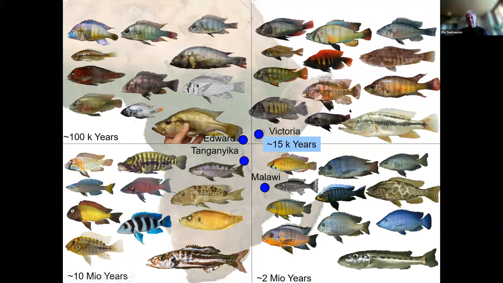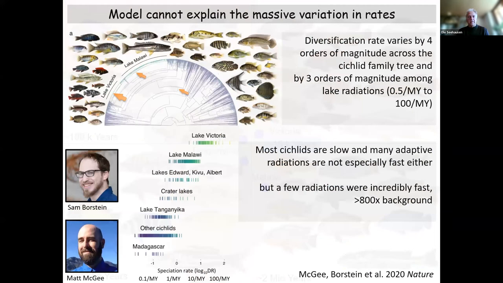These are the radiations in the African Great Lakes, and I write for each of them how many years they had to unfold. Lake Tanganyika, about 10 million years, but Lake Victoria, 15,000 years. By now we think it's probably more, 17,000, but nevertheless, super short. And that is really the timescale at which this diversification can be studied with population genetic and microevolutionary approaches.